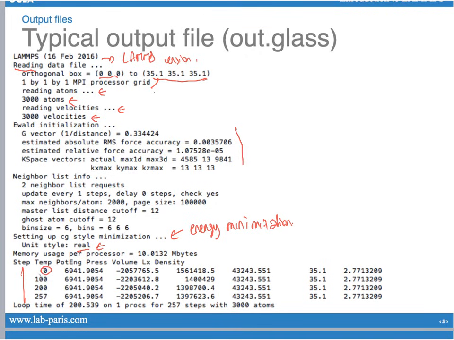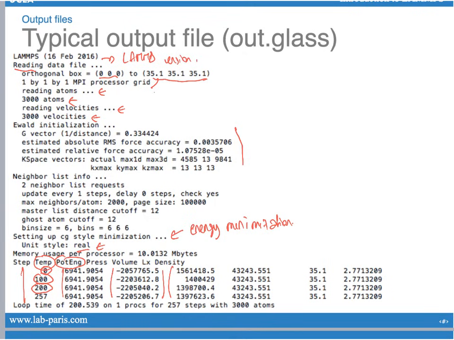You have for different step numbers, every 100 steps, LAMMPS provides you first the temperature. So the second column here is the temperature. Then it provides you the potential energy. So this shows you the potential energy. The potential energy decreases with the number of steps. This is because we are doing the energy minimization, so the energy of the system decreases as we perform this energy minimization.